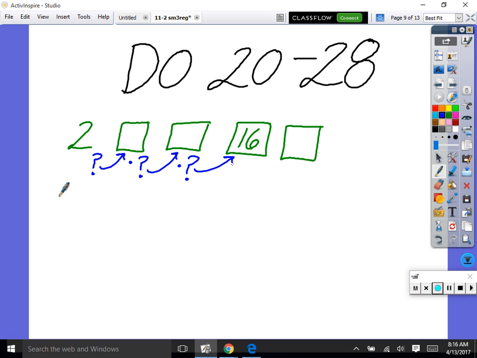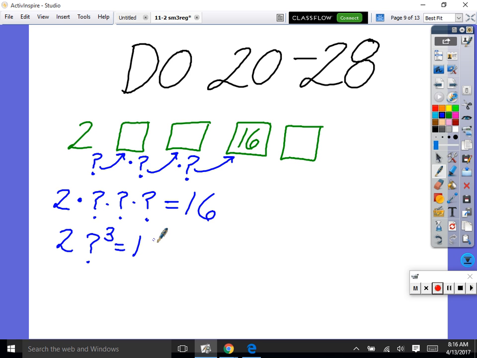So my true statement is 2 times question mark times question mark times question mark equals 16. So everybody see how to do this? Then that would be 2 question mark cubed equals 16. So then you would divide by 2. So question mark cubed equals 8. So then we cube root both sides on this one. Does that make sense, everybody? So the cube root of that would be question mark equals positive 2.